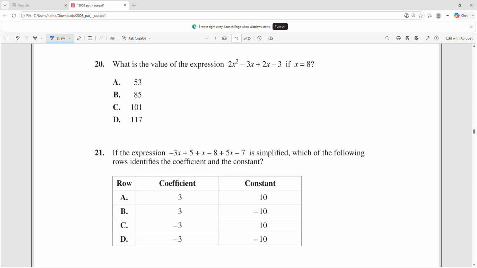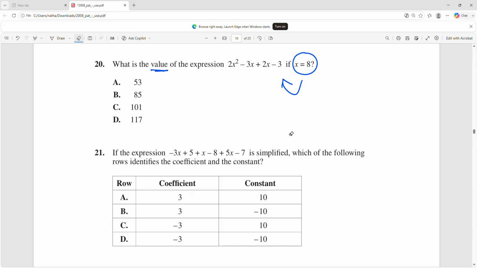Number 20, what is the value of the expression 2x squared minus 3x plus 2x minus 3 if x equals 8? So we're just substituting in. They want to know the value. It means we're substituting in to get an answer. So we could literally plug it into all of these here.